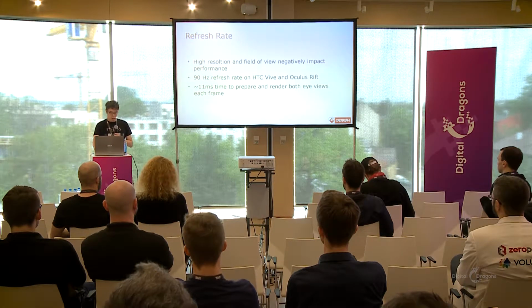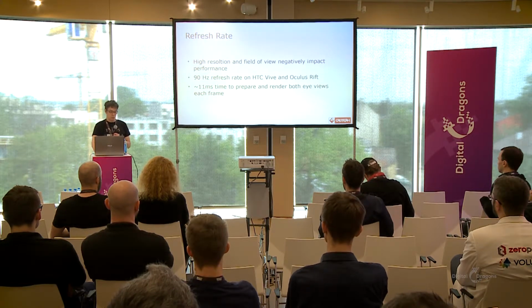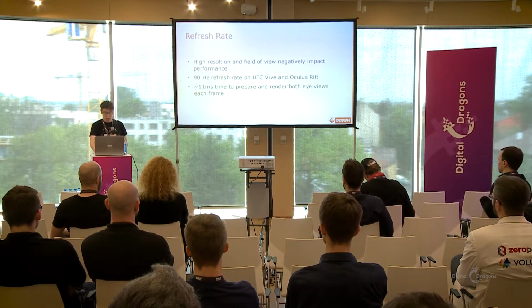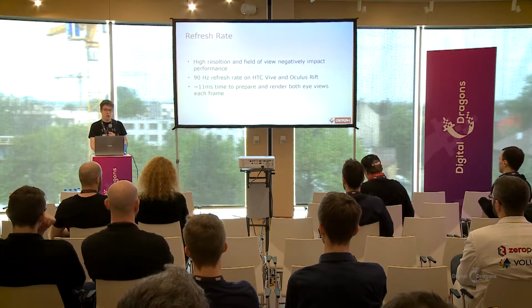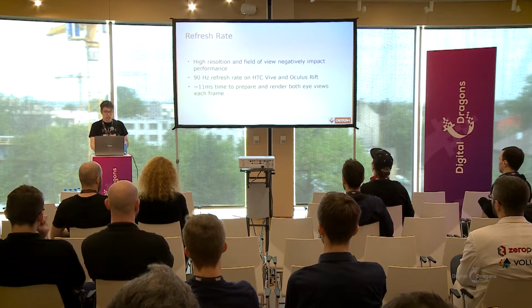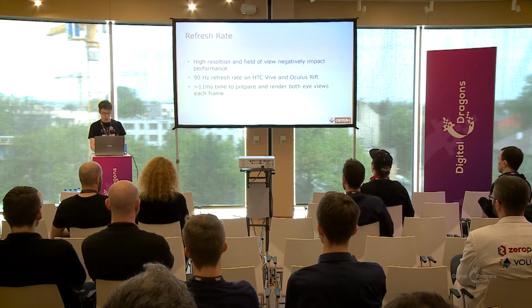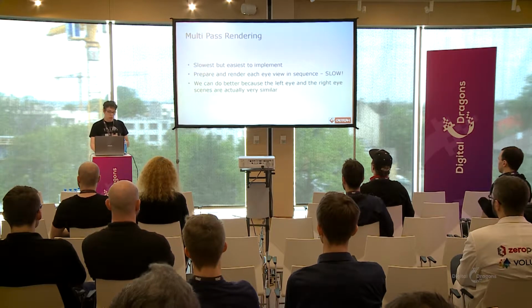So we have a wide field of view, and we're rendering at a high resolution, and that negatively impacts performance. But to achieve presence, we need to render at a high frame rate. Both Vive and Rift have 90 Hz displays, and games should ideally render at 90 frames per second. This means we have about 11 milliseconds to prepare and display each frame. That's two separate scenes in a very high resolution, since we have to render two eyes. So how do we do that?